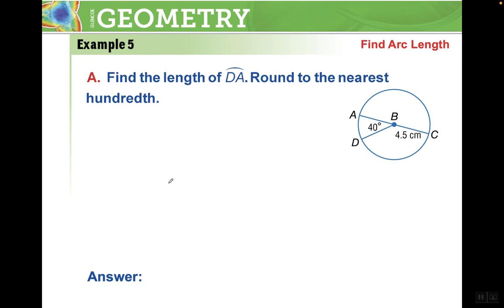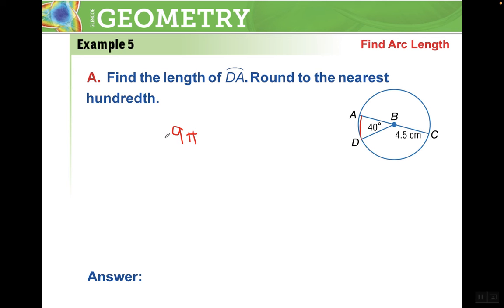Okay, so find the length of arc DA. We know that the radius is 4.5 centimeters. So that means the circumference is going to be 9 pi. And then to find just this portion here. So this whole circumference is 9 pi, but we just want this portion.